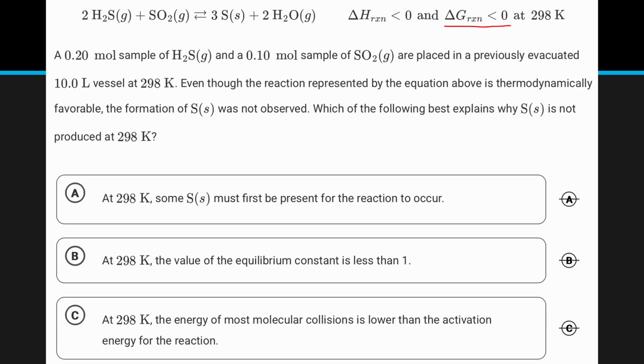And we just talked about if something has kinetic control, it means it can still technically be thermodynamically favored, but if that activation energy is far too high, most of the molecular collisions are not going to produce a product, which is why even though we have thermodynamic favorability, not a lot of those product molecules are actually going to form. So the answer would be C. At 298 Kelvin, the energy of most molecular collisions is lower than the activation energy for the reaction, which means those products are not going to form at an observable rate.